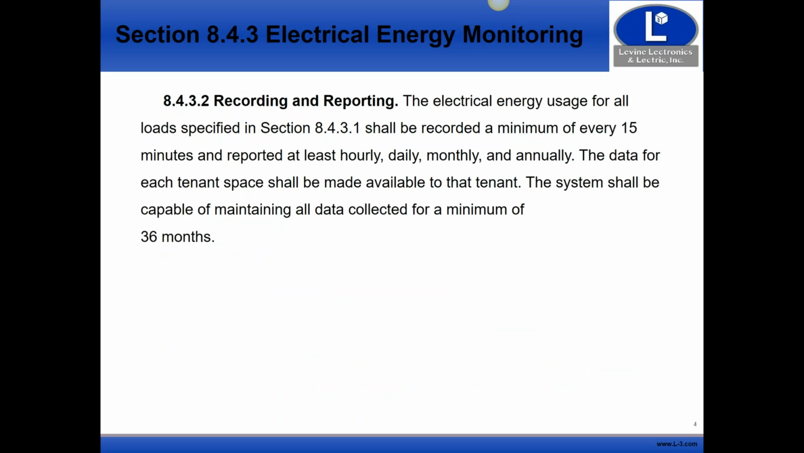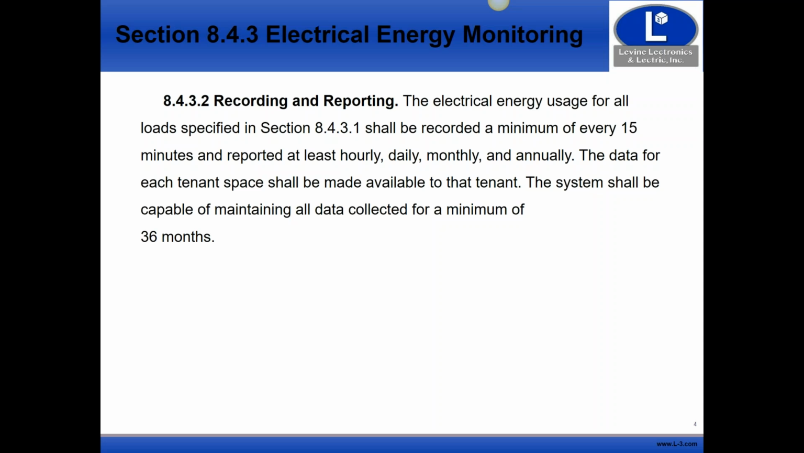Recording and reporting is the next portion of this. Not only do they want you to separate each one of these loads and actually meter it, you've got to record a minimum of every 15 minutes and report at least hourly, daily, monthly, and annually.